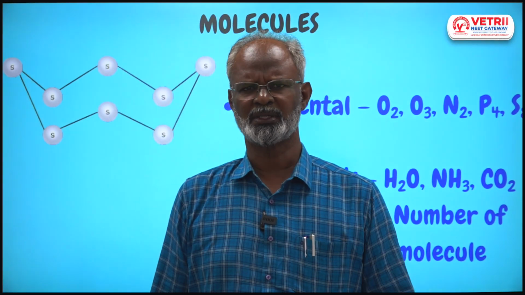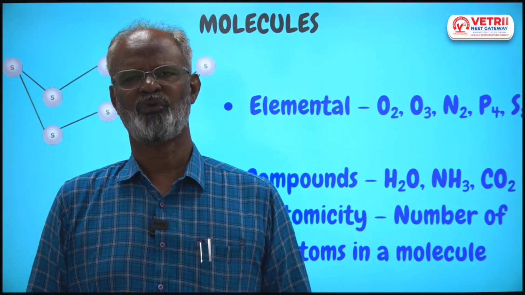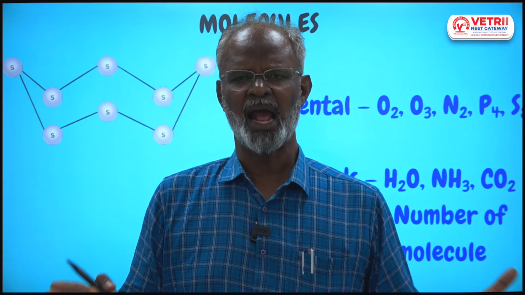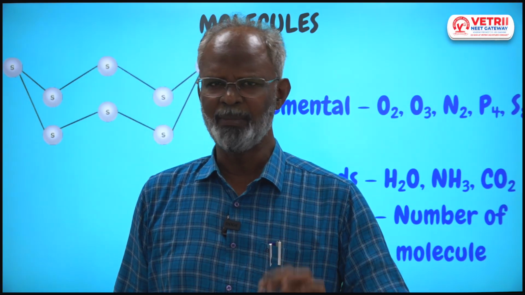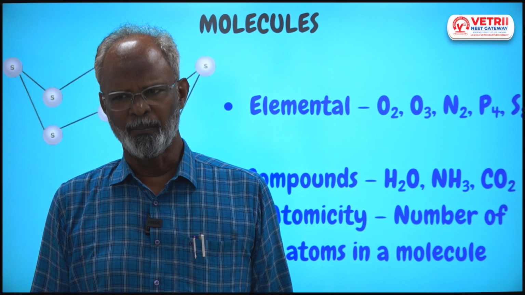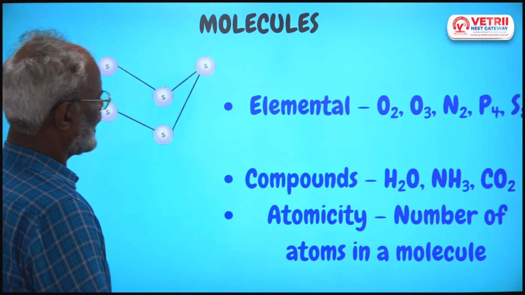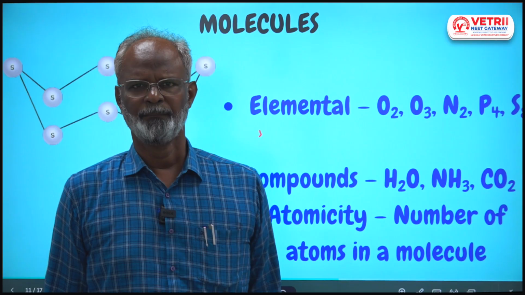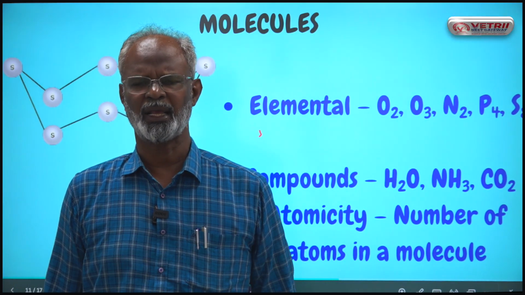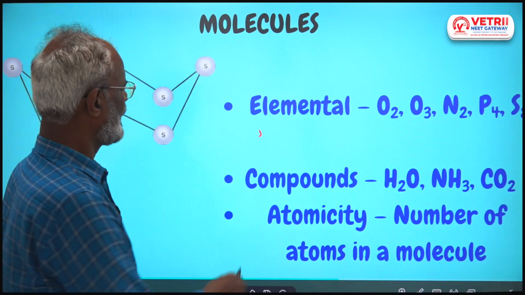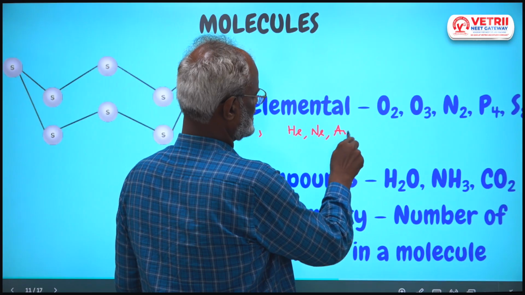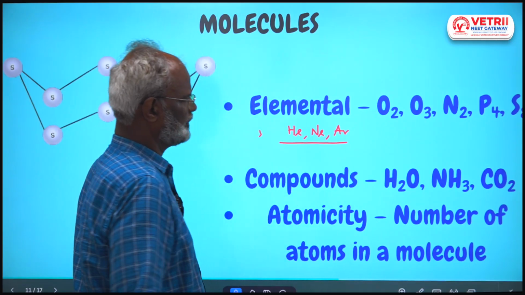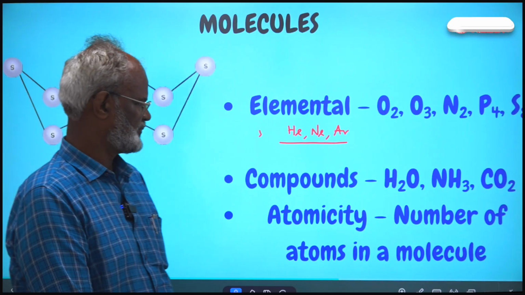When I say molecules, the atoms combine to form these molecules. If there is a single atom, we call it an atom. When the atoms combine, we get molecules. The molecules can be elemental or a compound. For example, noble gases are single atom molecules only: helium, neon, argon. They have only single atoms in their molecules.